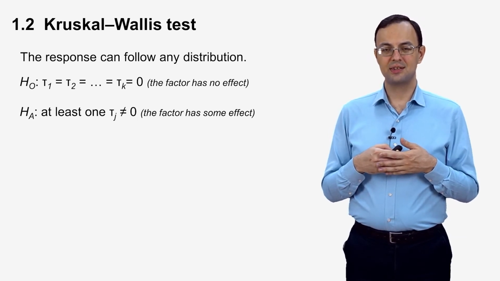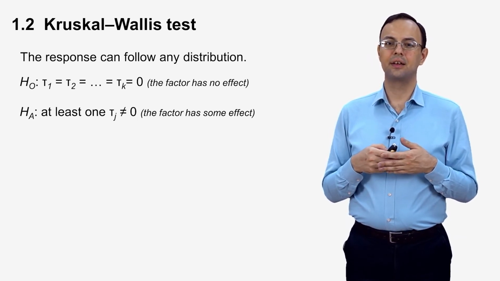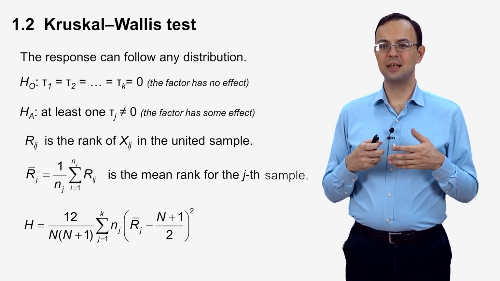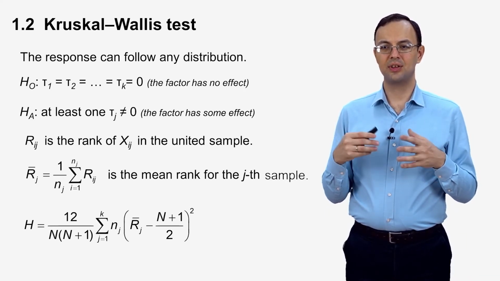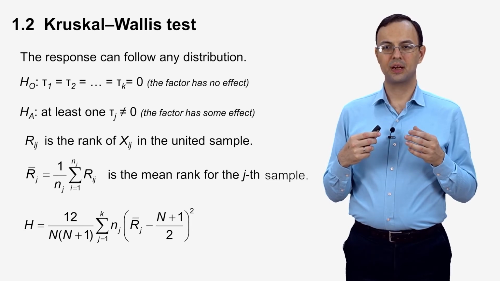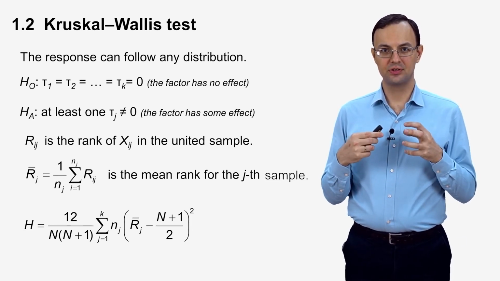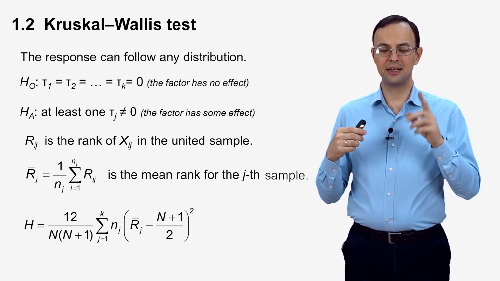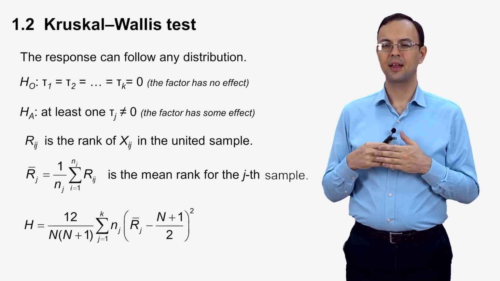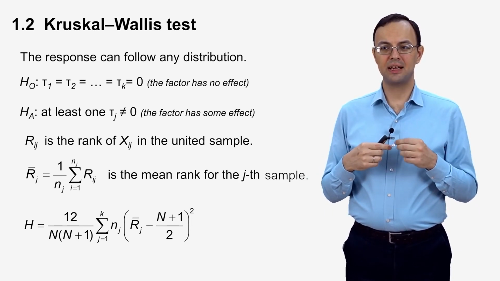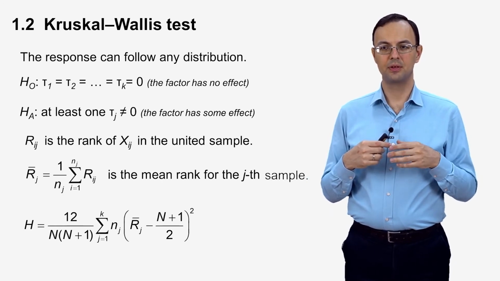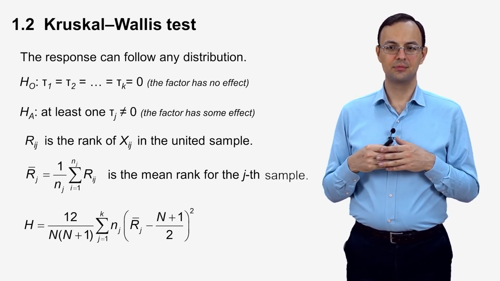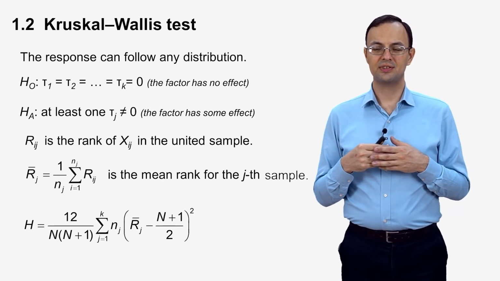This test is a rank test, like the Mann-Whitney-Wilcoxon test. So we rank the united sample. In total we have capital N observations, and all observations are united in one sample and ranked from 1 to capital N. Then we calculate the mean rank for each of the k samples we have, for each of the factor levels. And then we calculate the test statistic. So you see the formula of the test statistic.